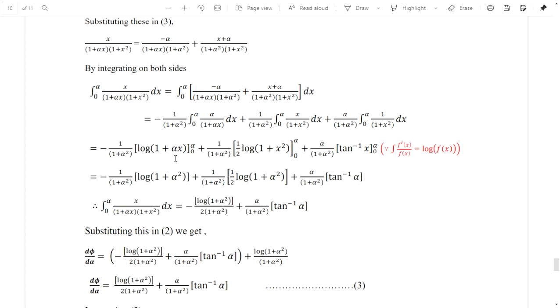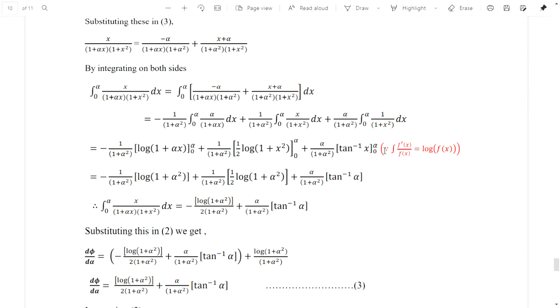Since we applied the integration, limits I have written on the right side, 0 to alpha, plus 1 by (1 plus alpha squared) into integral of this. Again, the differentiation of the denominator is 2x, but in the numerator we have only x. So to get 2x, multiply and divide with 2, so 1 by 2 is extra into this integral. We can write it as log of the denominator, that is log of (1 plus x squared) from 0 to alpha, plus alpha by (1 plus alpha squared) into integral of 1 by (1 plus x squared), which is tan inverse x from 0 to alpha.